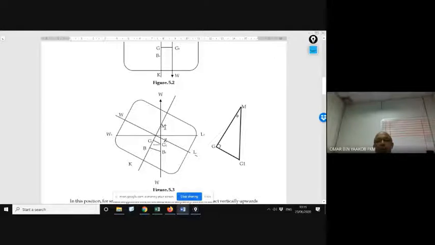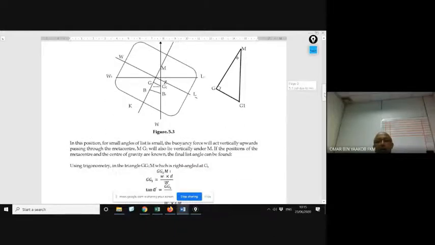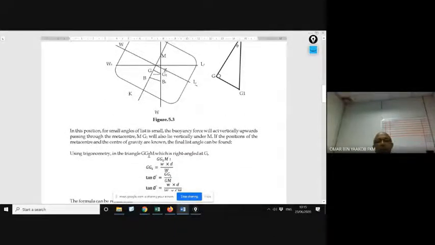So in this triangle, G, M, and G1 here, sometimes we put G dash, sometimes we put G1, which is the shifted center of gravity. So this is the triangle. And from the triangle, we can get the angle of heel. Because in triangle G1M here, tangent of the angle is GG1 divided by GM. The angle is phi, the Greek letter phi. So tangent of phi is GG1 over GM.